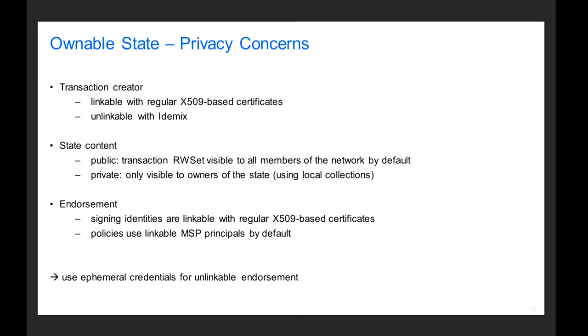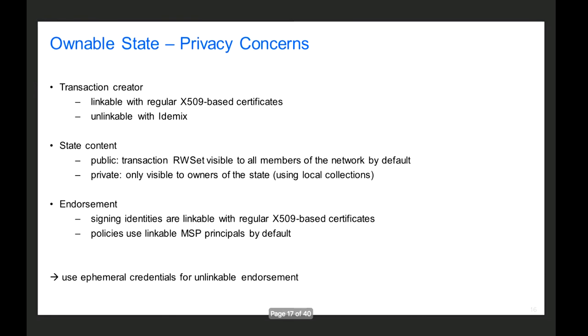Here the problem that we have is that the endorsement signing identities are by default, again, linkable with regular X509-based certificates. So we know exactly who has signed and endorsed the change to an ownable state. And the same goes for the endorsement policies, which use linkable MSP principals by default. And here, our idea is to use ephemeral credentials to have unlinkable endorsement.